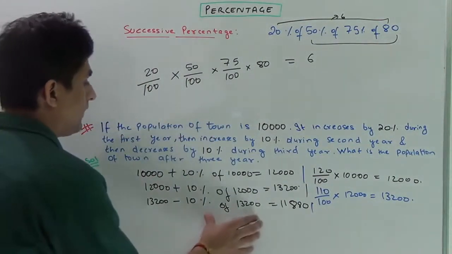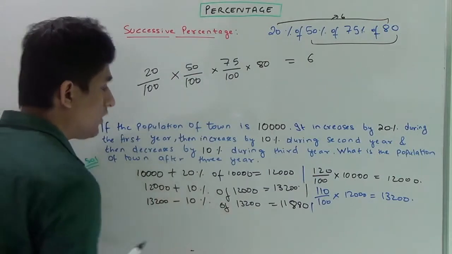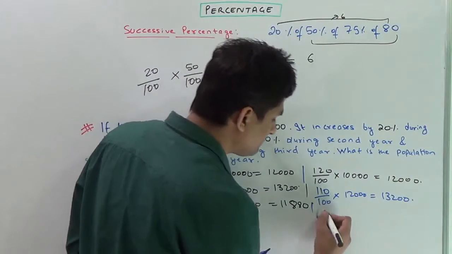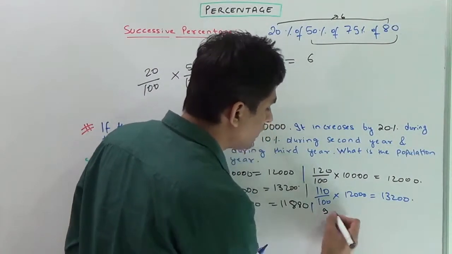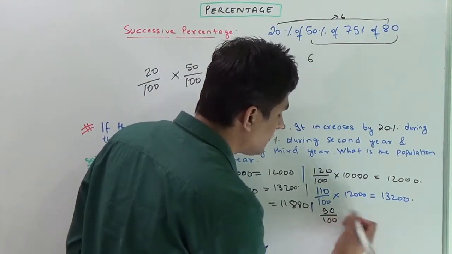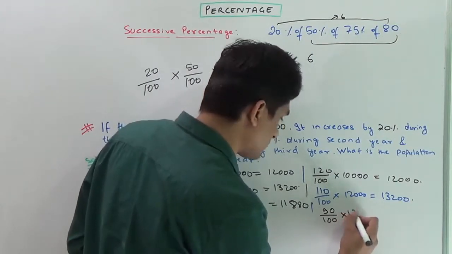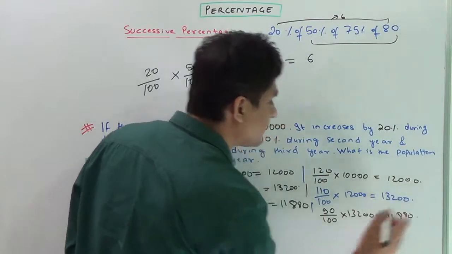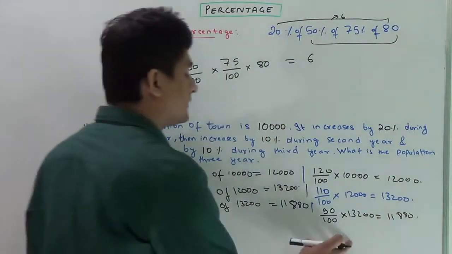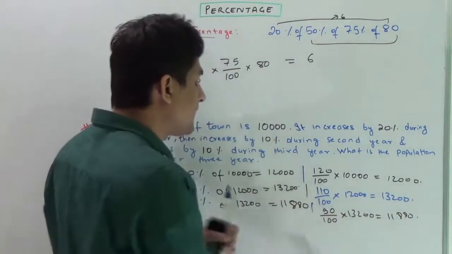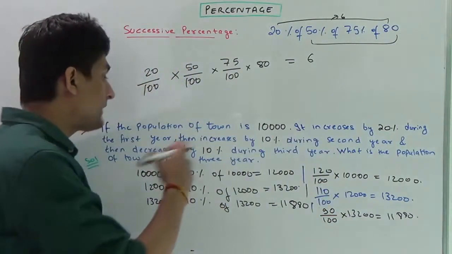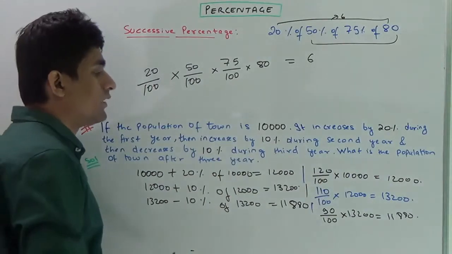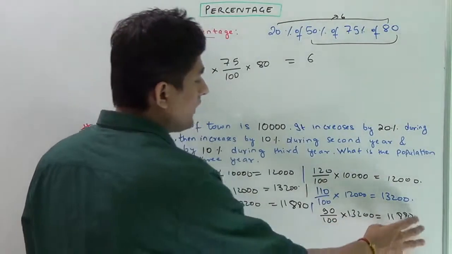You can solve it by the simple method, by simple subtraction, or you could have done it like this also: 90 by 100. Earlier the population was 100%, now it's 90%. So 90 by 100 into 13,200 will come out to be 11,880. This is the final answer. Why have I done 90%? It should be clear, because it has decreased by 10%. That means earlier it was 100%, now it is 90%.